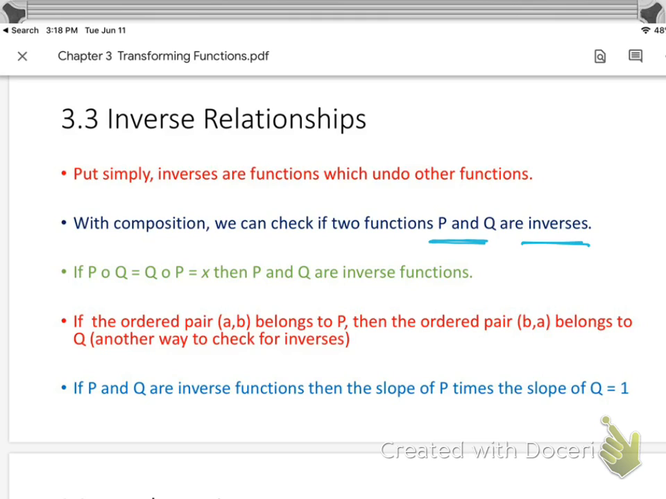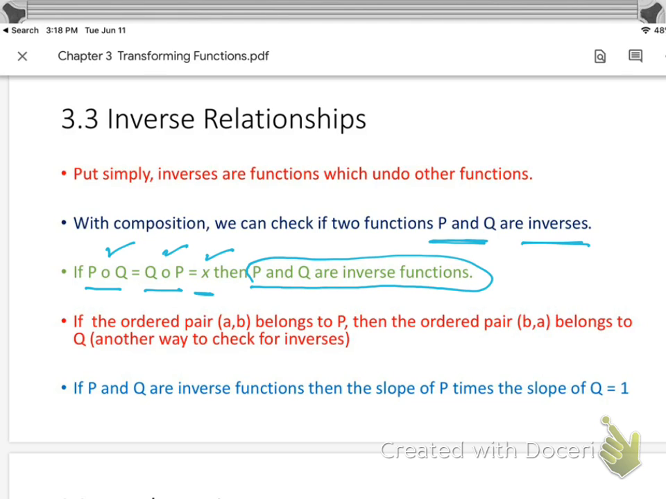When you do P of Q, you'll get the same answer as when you do Q of P, and that answer will be x. You have to have all these things happen at the same time. If that is the case, then P and Q are inverse functions.